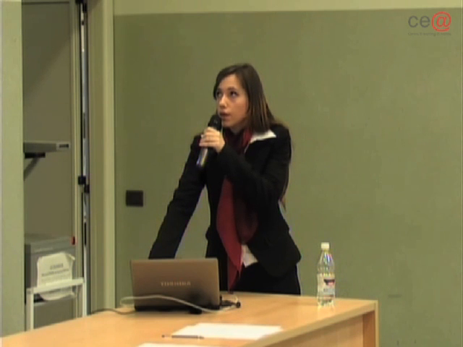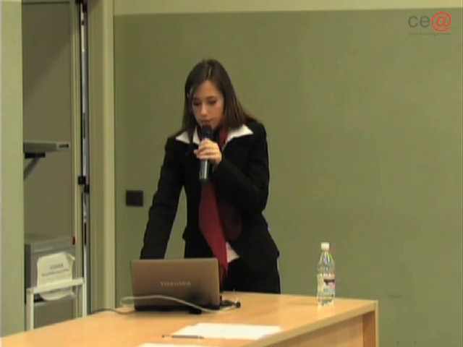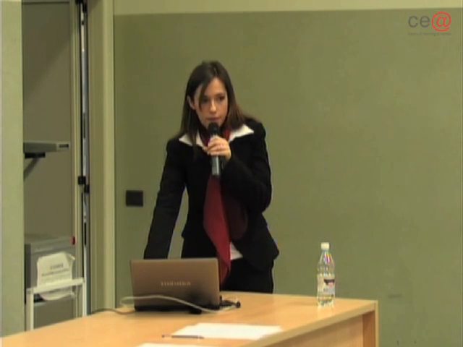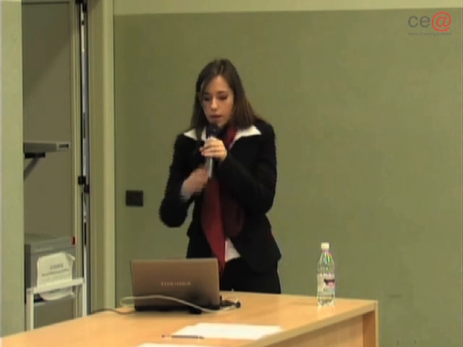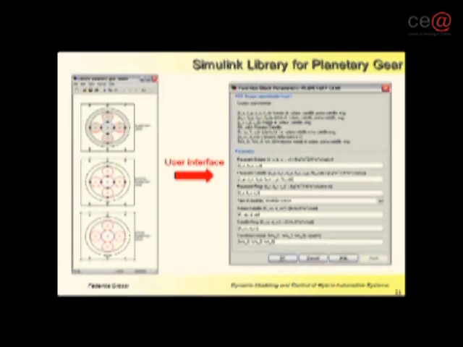Then applying another transformation, we can eliminate the inertias of the sun, carrier, and ring, and we obtain a reduced elastic model, which has dimension 3. Finally, if we eliminate all the dynamic elements, we can obtain a static model that is exactly the one that you can usually find in the literature. Also for this system, a Simulink library is provided with a user interface, and this can be used in simulations.